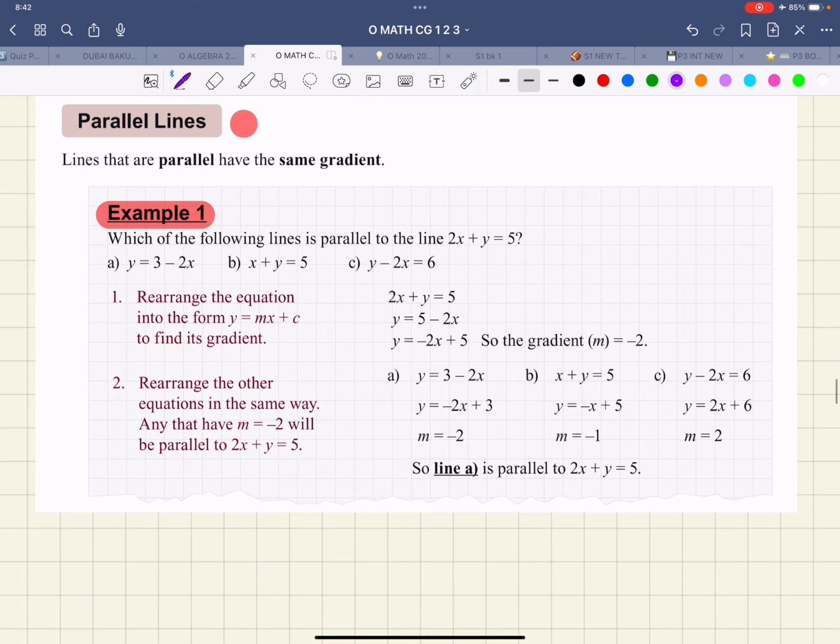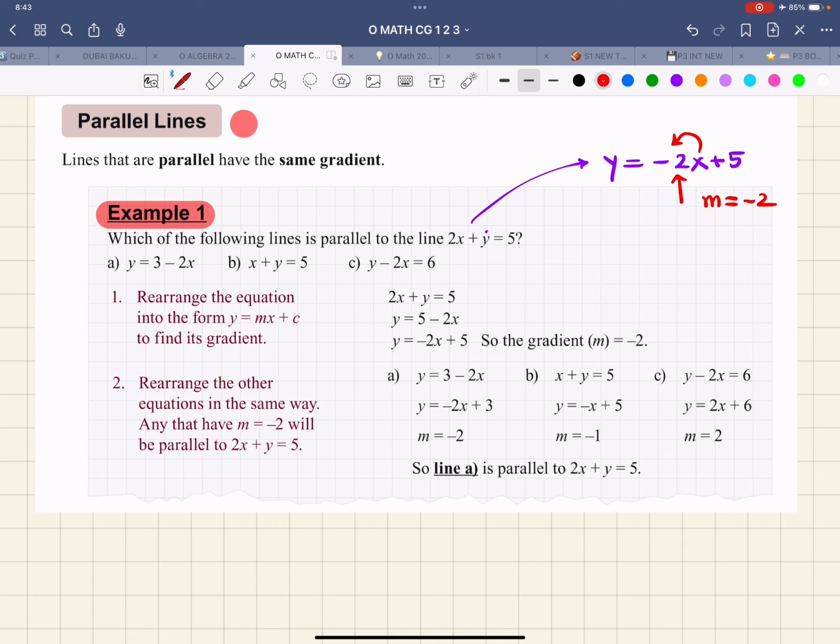Again, a worked example right over here. Lines that are parallel have the same gradient. Example 1: which of the following lines is parallel to this line? Now, what is the trick? First of all, we have to write it in the standard form. So keep y on the left hand side and take 2x to the other side. So this is y equals negative 2x plus 5. And now the gradient of this line, the coefficient of x, is negative 2.